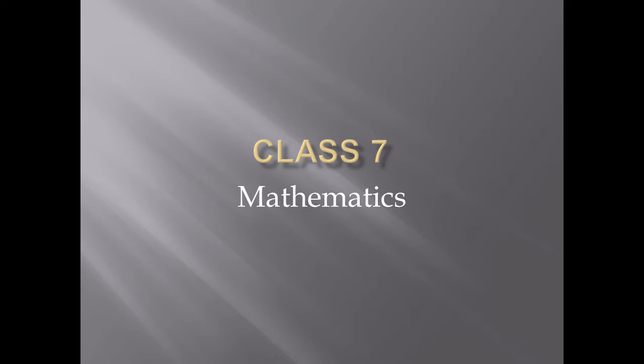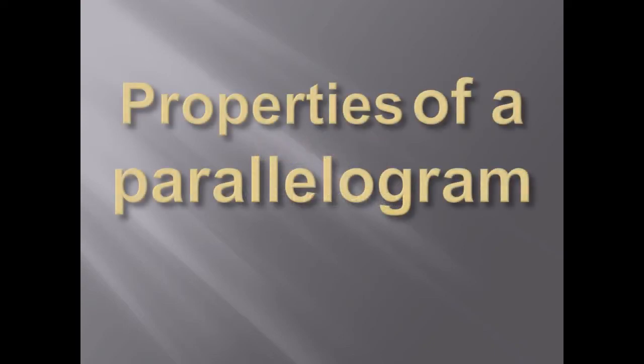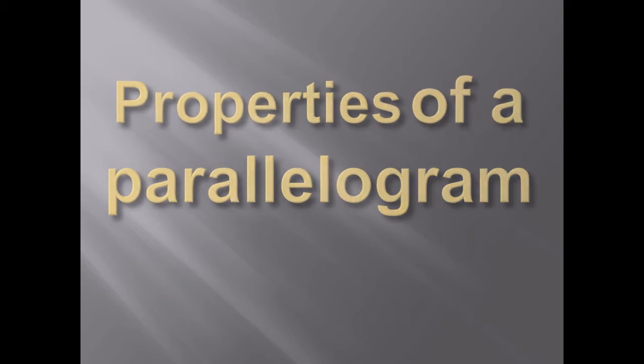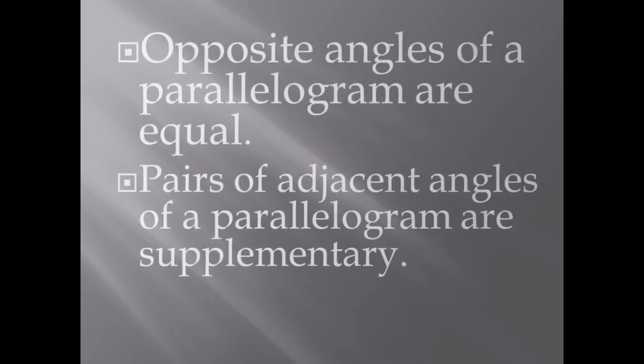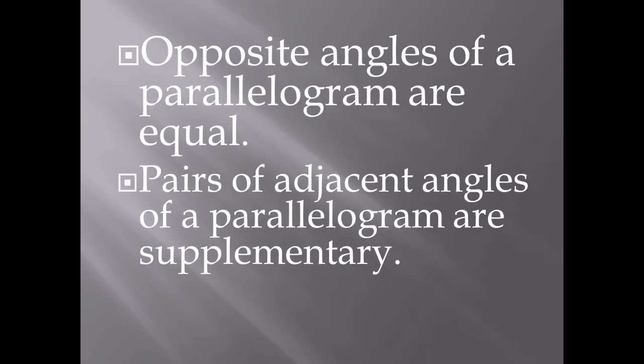Question number 1 of exercise 16. Firstly, we will discuss properties of parallelogram. Opposite angles of a parallelogram are equal. If you have a parallelogram ABCD, angles at A and C are equal to each other. Angles at B and D are equal to each other.